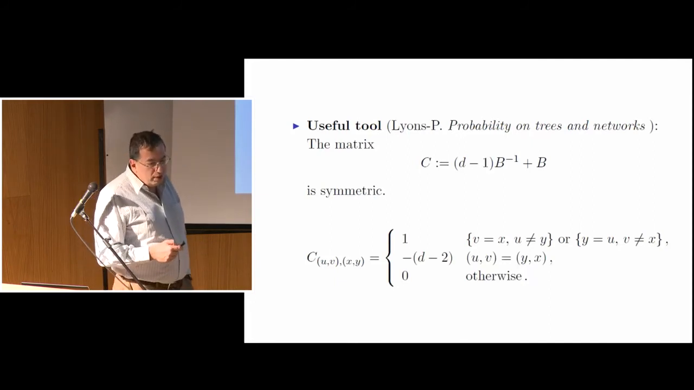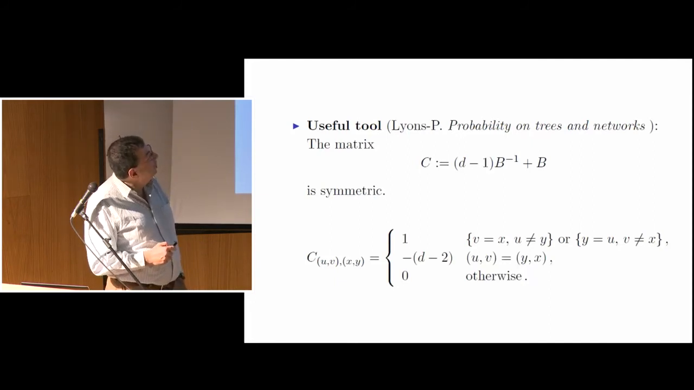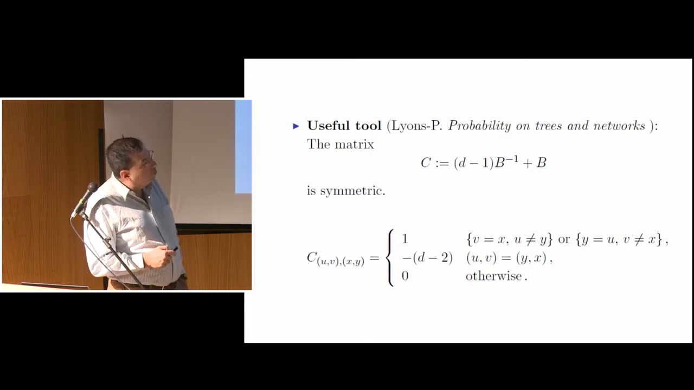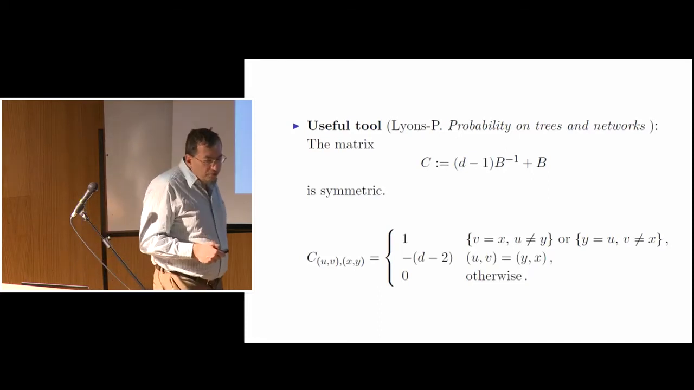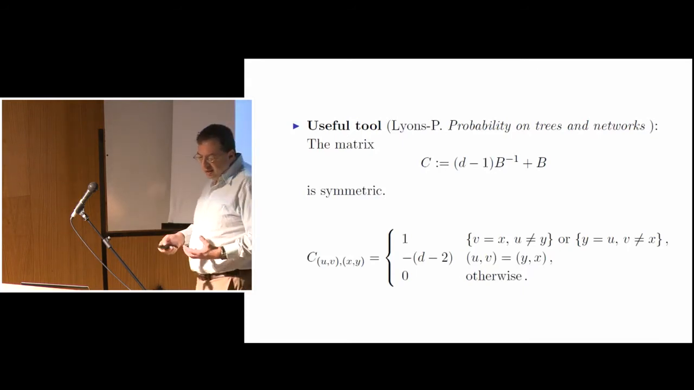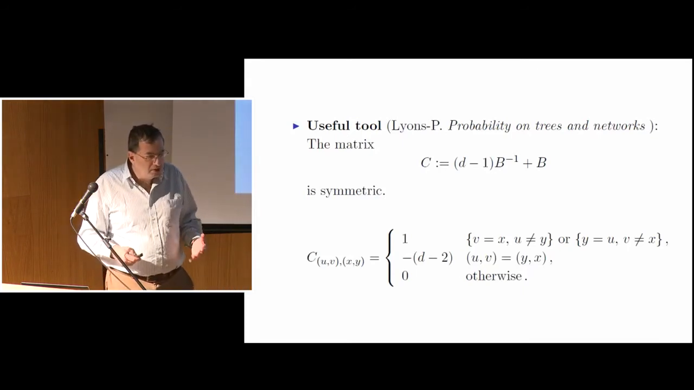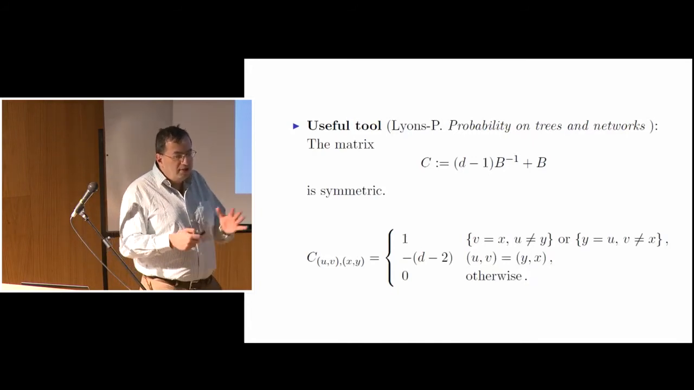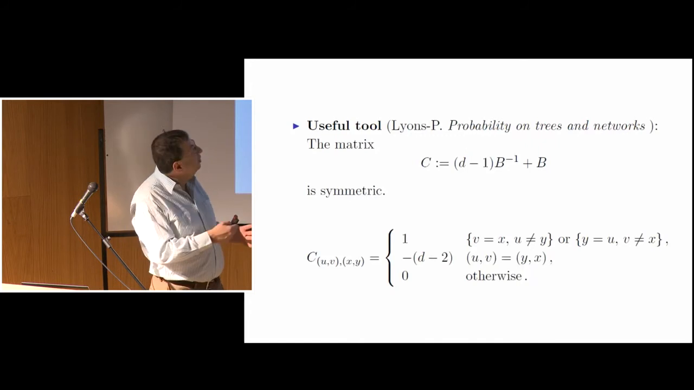And so among the 720 pages there is the following fact: if you take B, the non-backtracking matrix, which is well known to be invertible, and add (d-1) B inverse, this matrix is symmetric. Of course, we know that the original matrix A is symmetric, but A is on a different space, on vertices. So it's useful to have a symmetric matrix to work with on the same space of directed edges, and this C is symmetric.